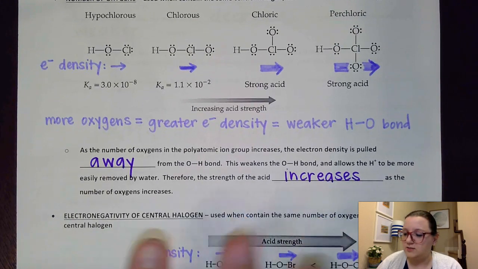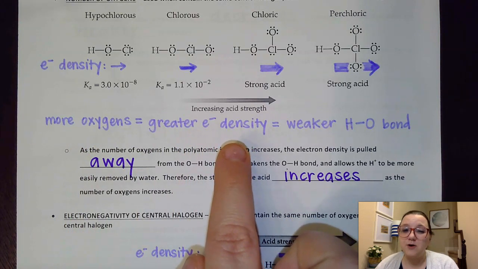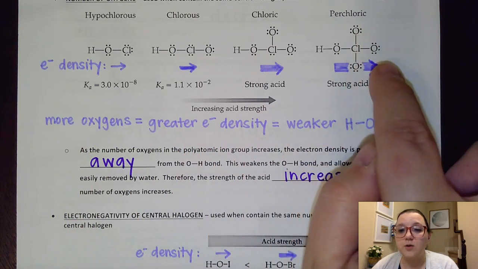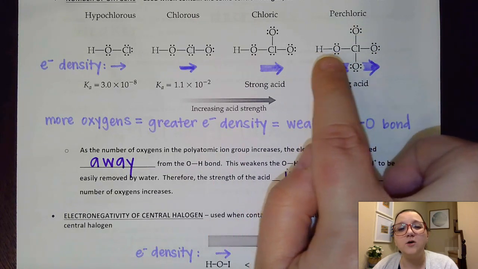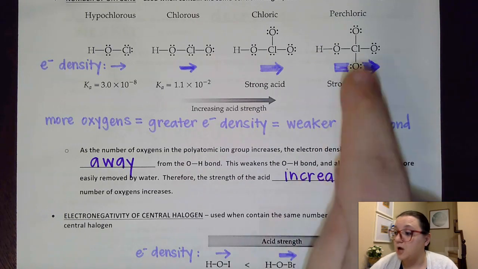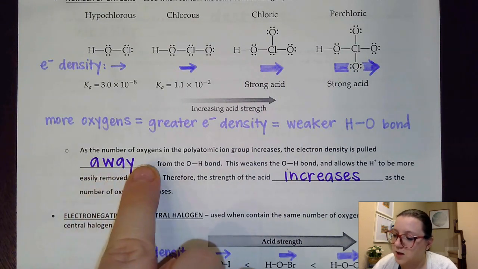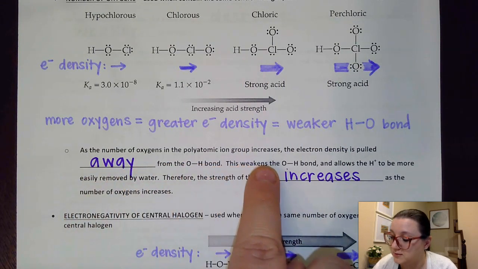The more oxygens I get, the greater the electron density is. And if I have a greater electron density on one side of the molecule, that ends up creating a much weaker bond right here that's easier to break. So now if a water was to come along to this molecule, it would have a much easier time of removing that hydrogen off of something like perchloric or chloric than it would on these other two, because of that very high electron density.